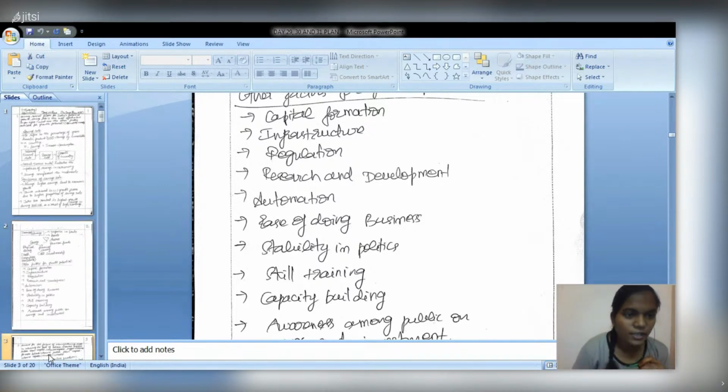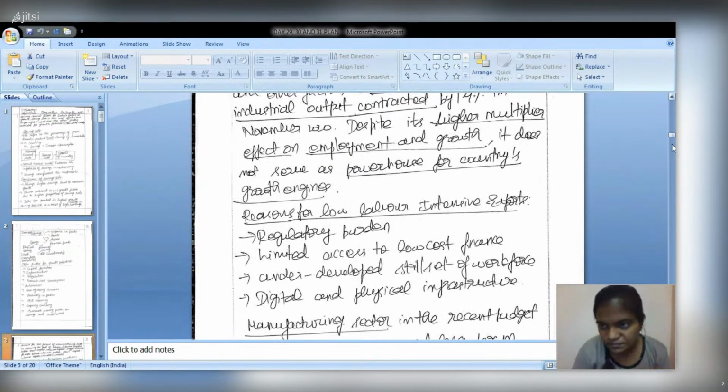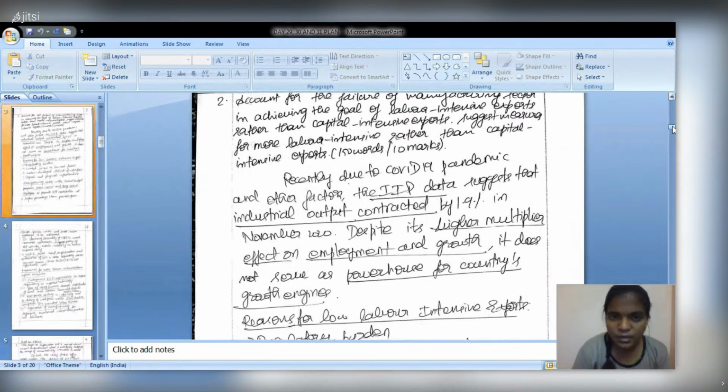Okay, the second question is about: account for the failure of the manufacturing sector in achieving the goal of labor-intensive exports rather than capital-intensive exports. Suggest measures for more labor-intensive rather than capital-intensive exports.